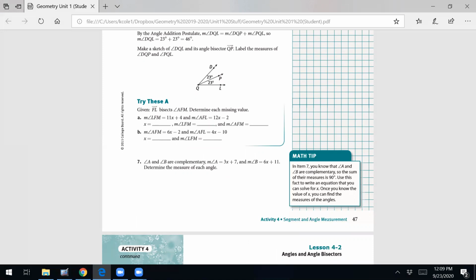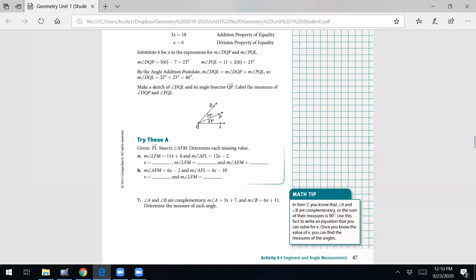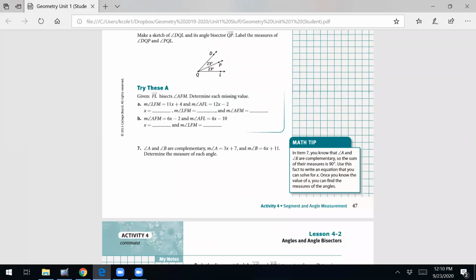Okay. It says, given the ray FL bisects the angle AFM. All right. Draw your angle. I always draw acute angles, but I'm just sketching it, okay? So I don't know exactly what it even is. I'm just sketching out an angle, drawing my bisector. So AFM is the outer angle, and then the ray is FL, like so.